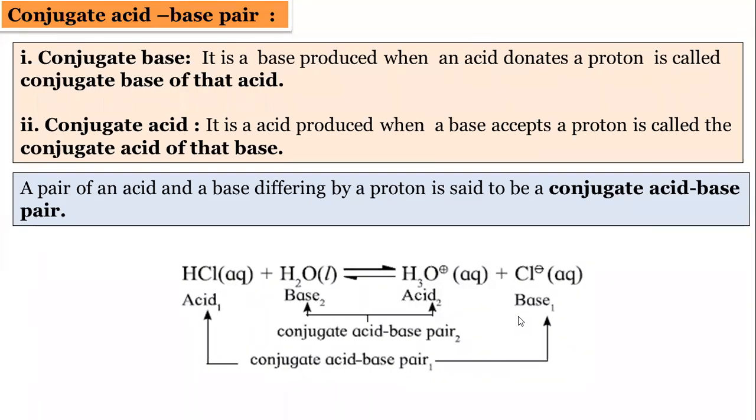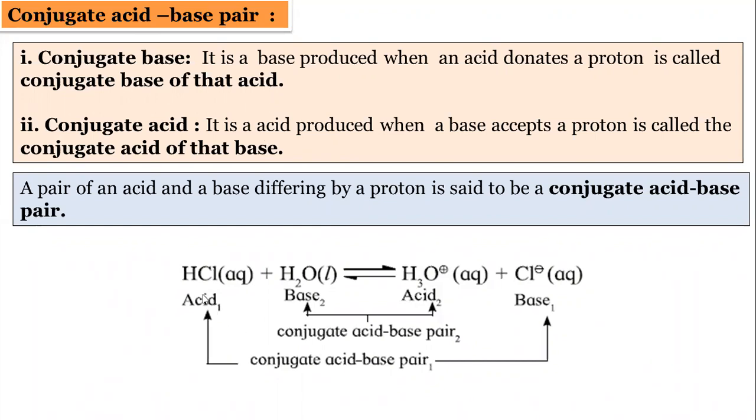So a conjugate acid base pair differs only by one proton. It is called a conjugate acid base pair. This can be asked in the examination for 1 mark or 2 marks: write a note on conjugate acid base pair.